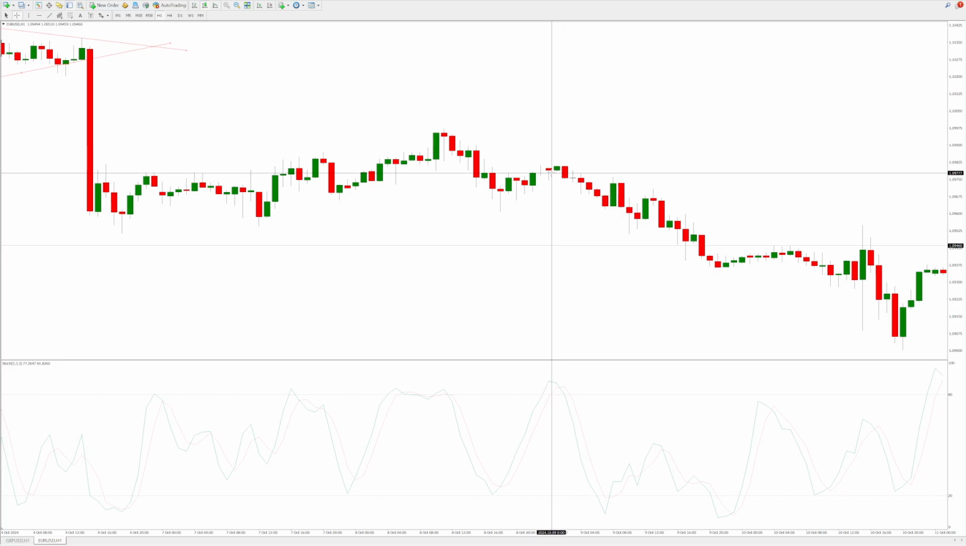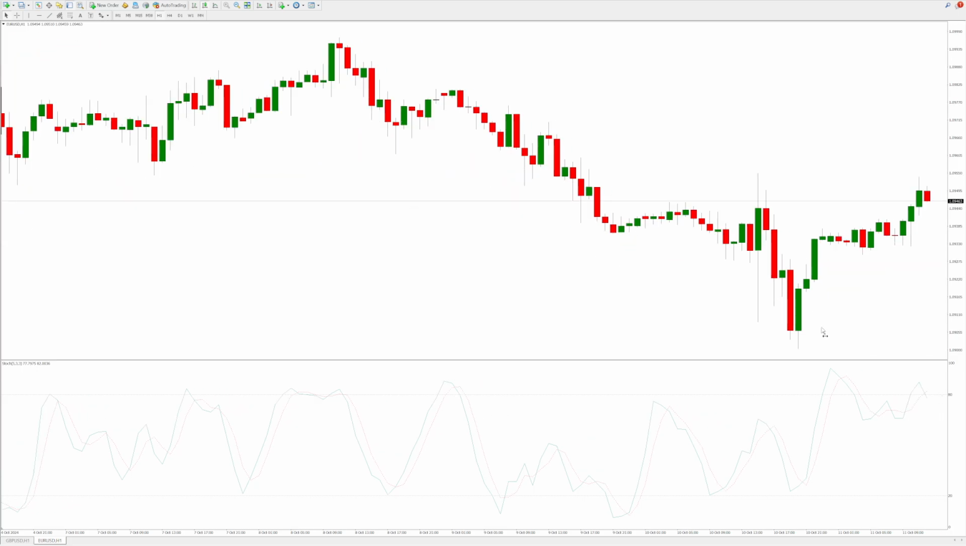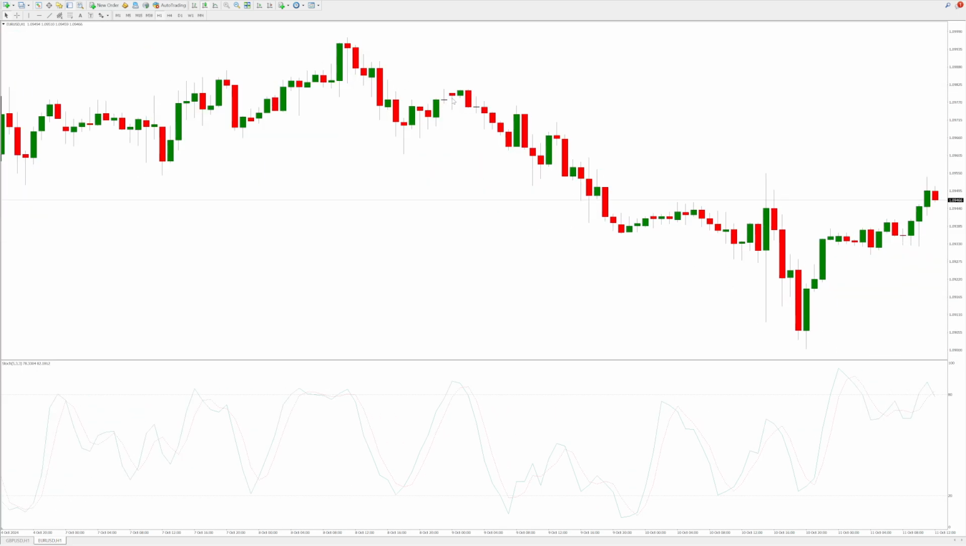Another one, hanging man on the pullback. Wait to see what happens. Okay, we see that this level of support over here, all the way back to there, has become resistance and is holding up. Stochastic crosses over in the overbought area. 80 odd pips.